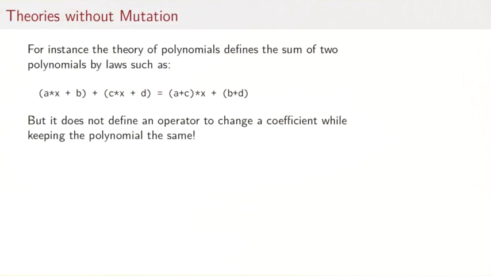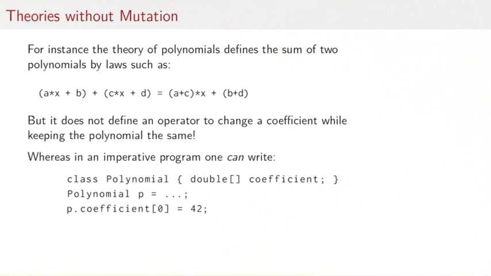For instance, the theory of polynomials describes the sum of two polynomials by laws such as this one here. Here we say to sum two polynomials of degree 1, we take the two coefficients of the same degree and sum those coefficients. There would be laws for all the other useful operators for polynomials. But one thing the theory does not do is define an operator to change a coefficient while keeping the polynomial the same. Whereas in imperative programming, one can do precisely that.